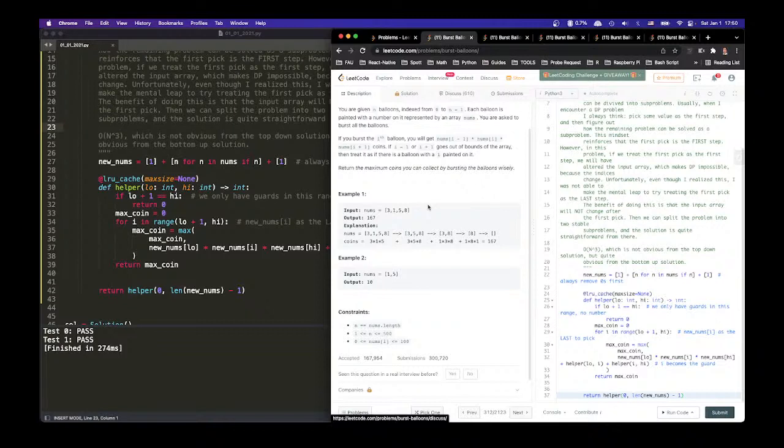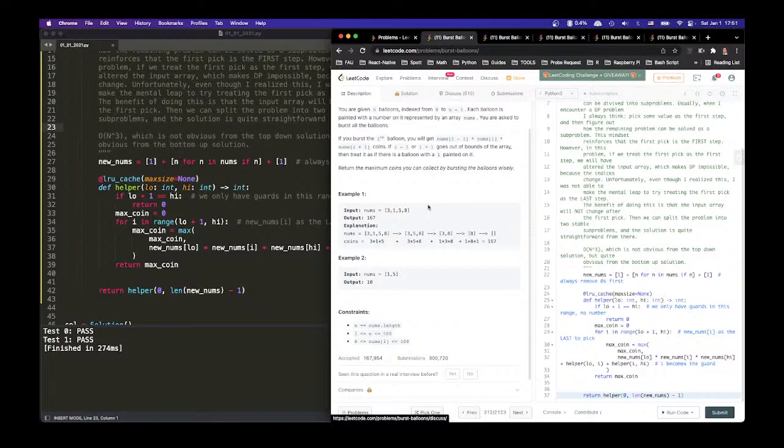So 0, 0, 1. So all these are zeros. Oh, hold on. So these are zeros. So 0, 1 is 0. Right? These are non-values. 1, 2 is 0. 2, 3 is 0. 3, 4 is 0. 4, 5 is 0. So these are all zeros, right? And we want to find out 0, 1 is 0. All right, so then we need to find out 1, 5, right?